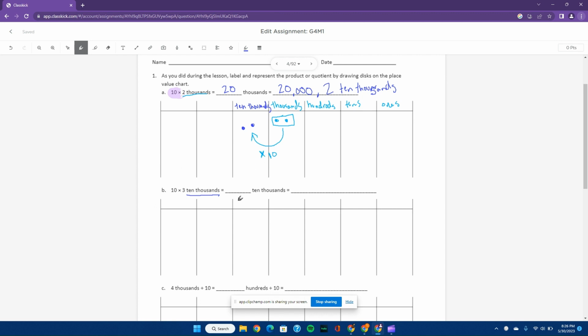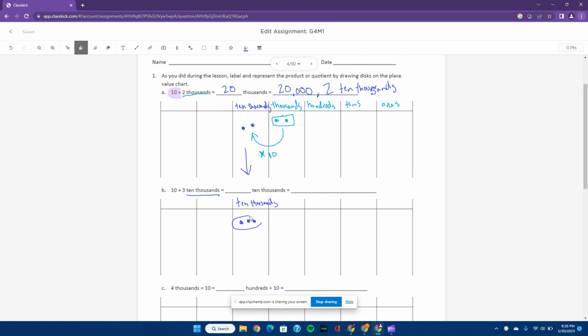Letter B says 10 times 3, and this time our unit is changing where we're looking at 10,000s. So this is my 10,000s place right here, and I'm just getting that from looking above at number 1. This was the 10,000s here. It's directly in line where we have 3 of them.